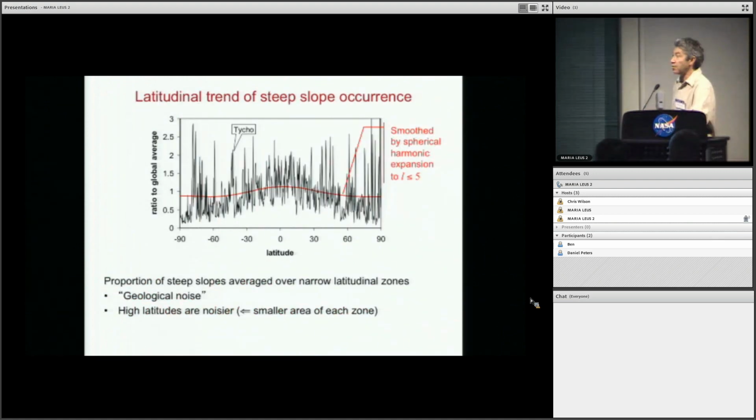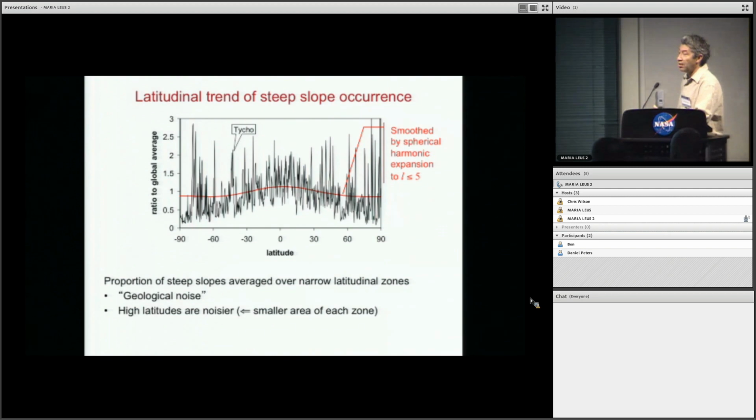Another interesting thing is global distribution of the steepest slopes on the moon. This is what we see if we bin proportion of slopes steeper than 35 degrees in narrow latitudinal bins. We see very huge noise, and actually each peak corresponds to some young crater. This is Tycho, for example.